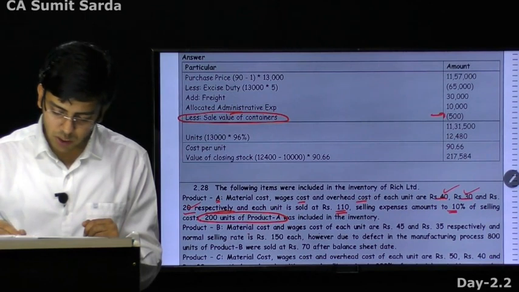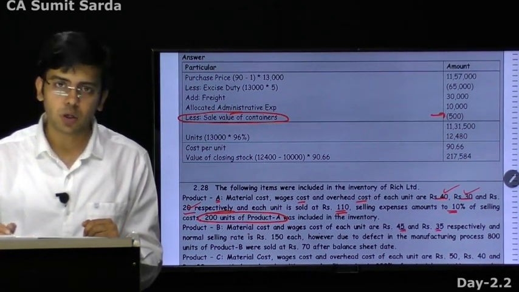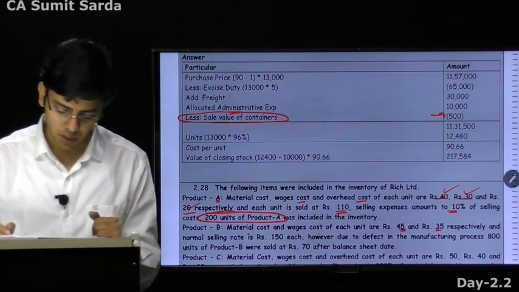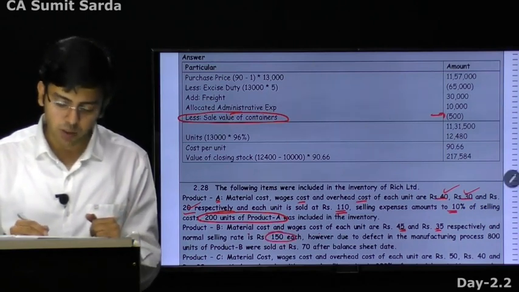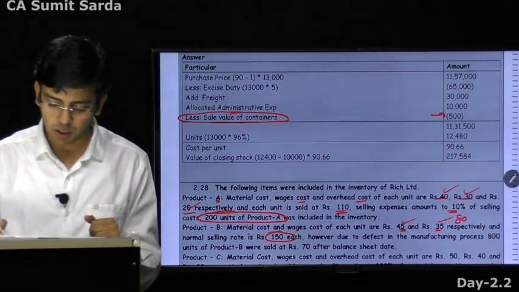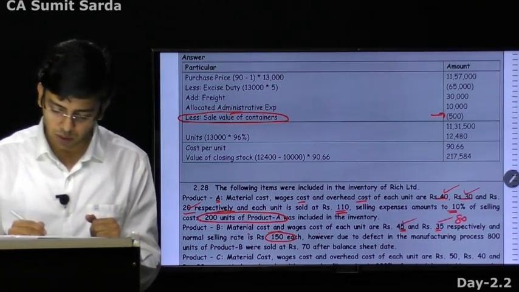Material cost and wages are 45 and 35 respectively. Both to be included? Okay. And selling price is 150. So if I add both of them, that makes it 80. And selling price is 150.